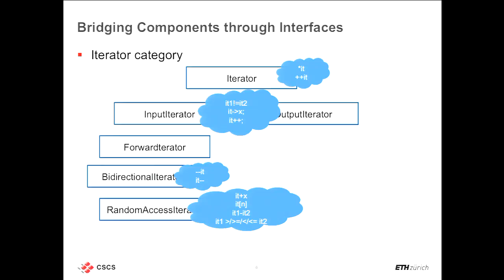An algorithm which is written for a random access iterator is assumed to use all of this. So if you pass an iterator that doesn't have those things, if you pass an input iterator to something that requests a random access iterator, you get a compilation error, because the input iterator doesn't match the concept that the algorithm needs, a random access iterator.